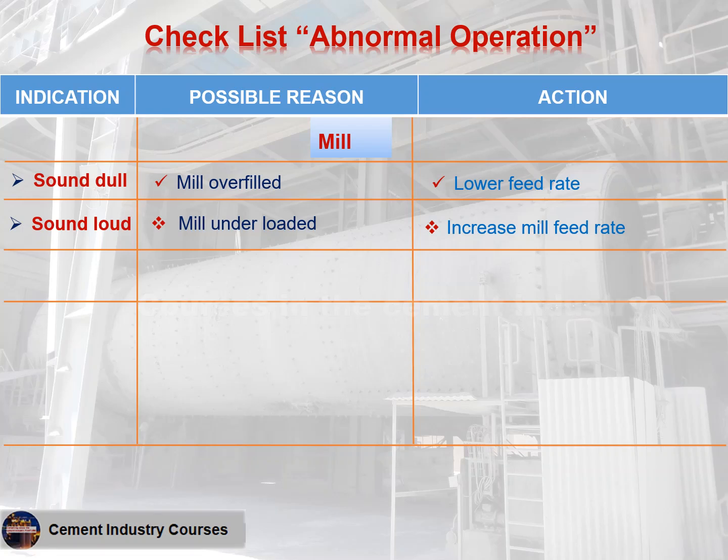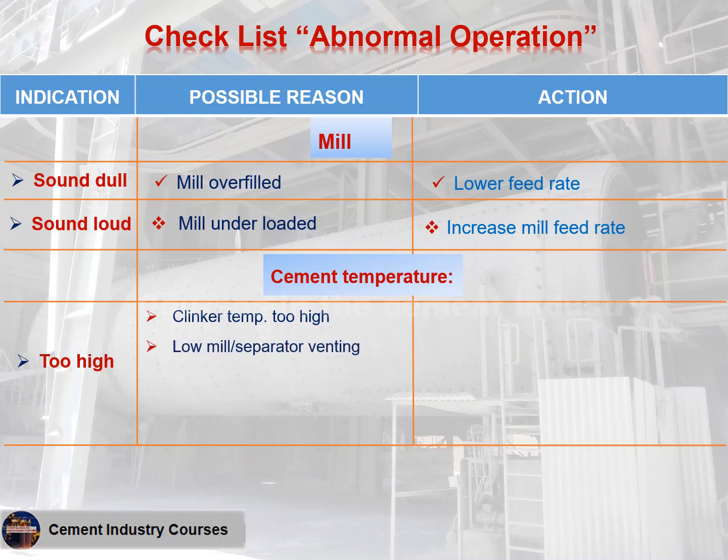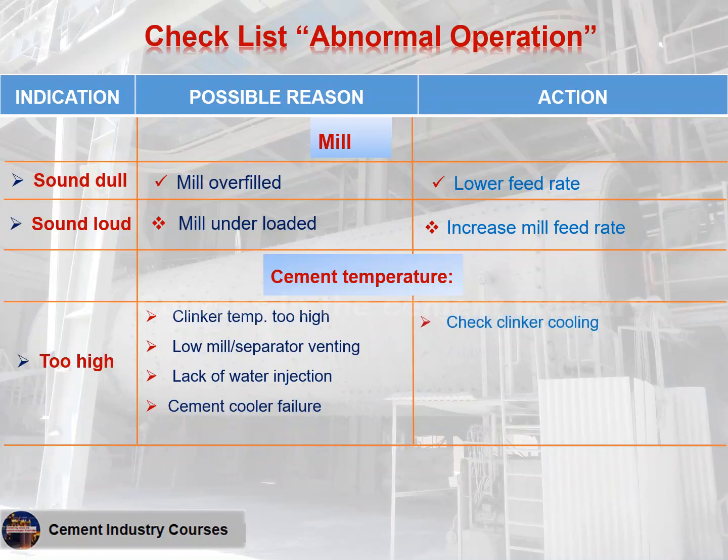Secondly, cement temperature. Indication: too high. Possible reasons: clinker temperature too high, low mill or separator venting, lack of water injection, cement cooler failure. Action: check clinker cooling. Adjust venting rate. Adjust flow rate. Mechanical replacement or repair.